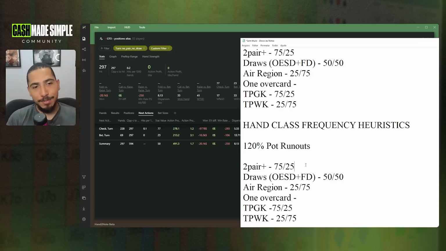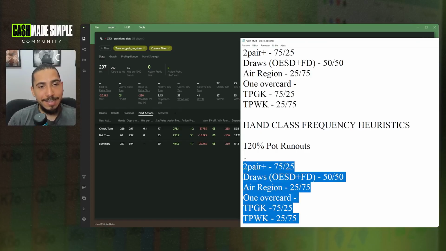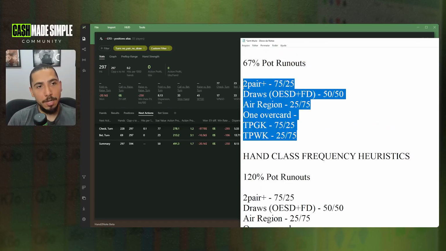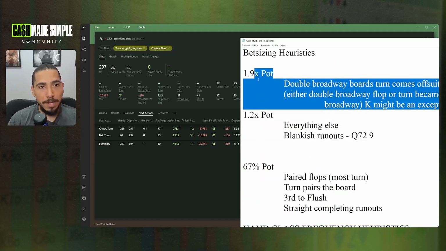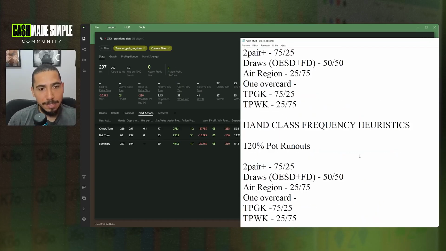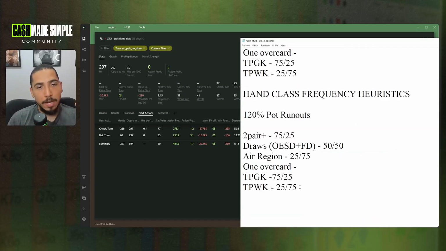Two pair plus, you slow play 25% of the time. Draws, you slow play half the time. The air region, you only bet at 25%. Top pair good kickers, 75% bucket. Top pair weak kicker, 25% bucket. Isn't that the dream in terms of execution? You know the bet size you're going to use, and you know all of the betting buckets for your hand classes. This is the power of studying hand class frequency heuristics. It seems like we can put all of those bet sizes into the same hand class frequency heuristics.